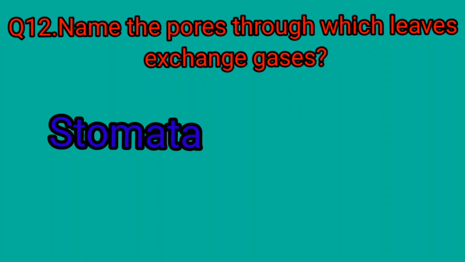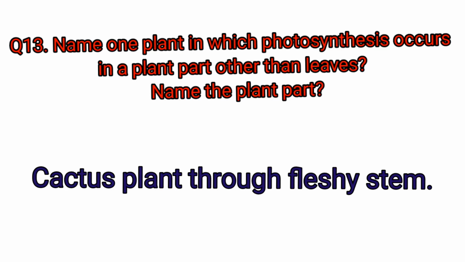Name the pores through which leaves exchange gases. Answer is stomata. Name one plant in which photosynthesis occurs in a plant part other than leaves. Name the plant part. Answer is cactus plant through fleshy stem.